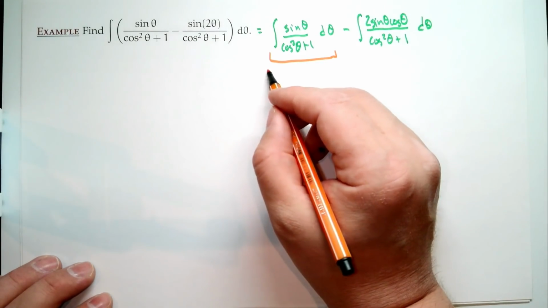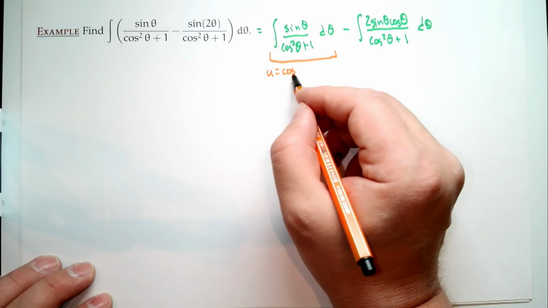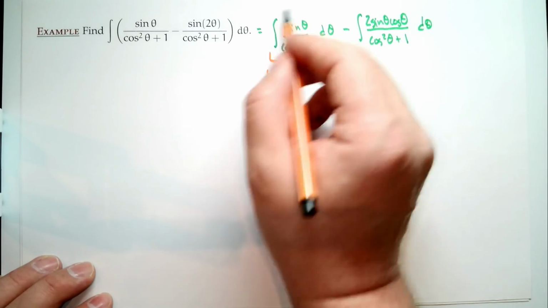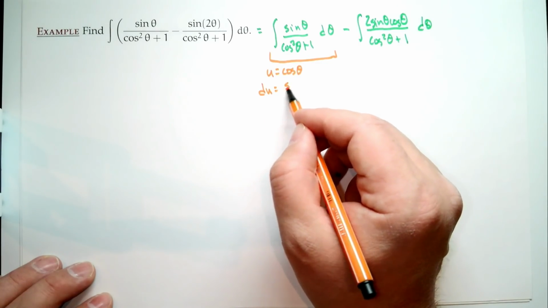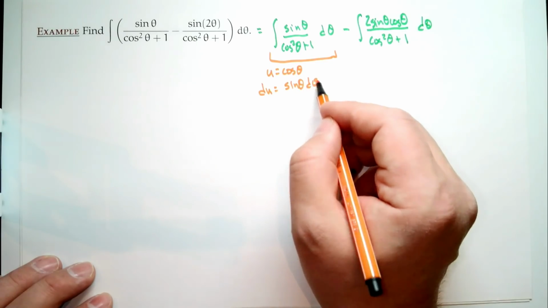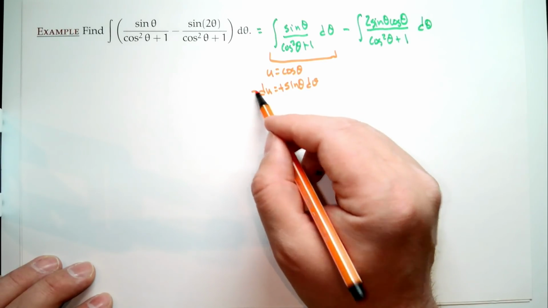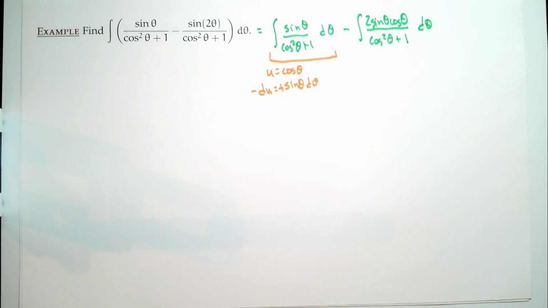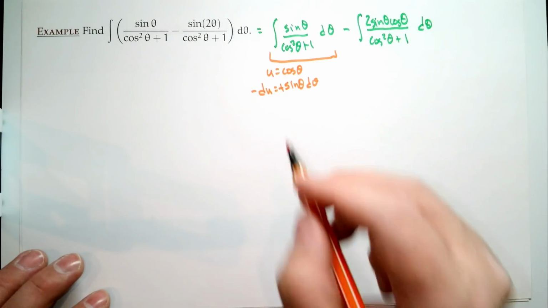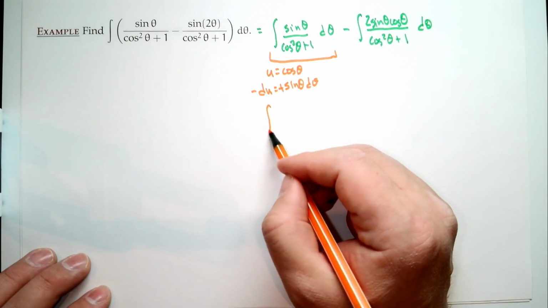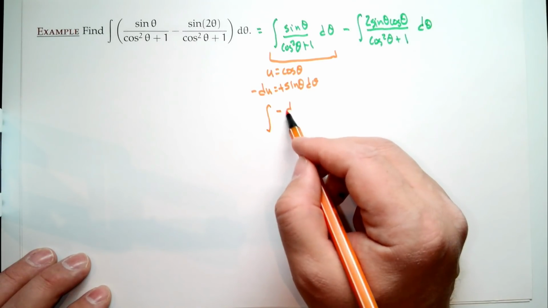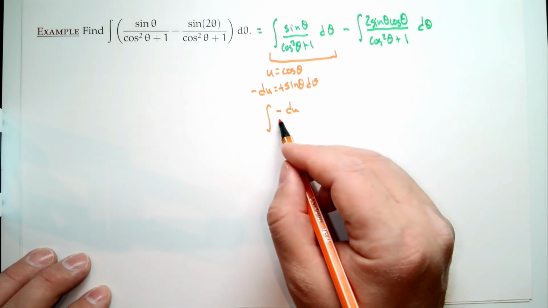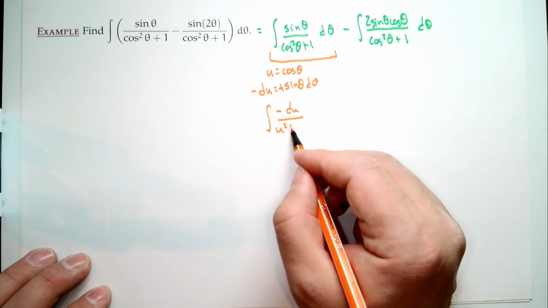So what can we do? Well, you can set u to be cosine, so that our derivative would be the top. Well, almost, because derivative of cosine is not quite sine, it's negative sine. But there's a way to fix that. We just move the negative across. So minus du would become sine theta d theta. So if we make that substitution, what would we get? Well, we would get the integral of minus du over u squared plus 1.